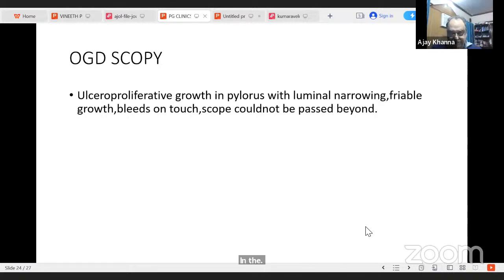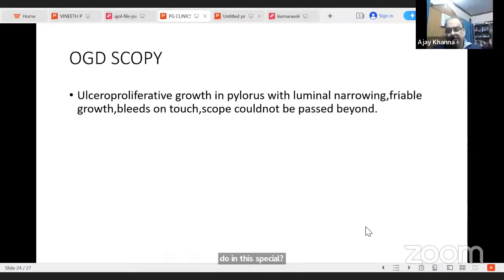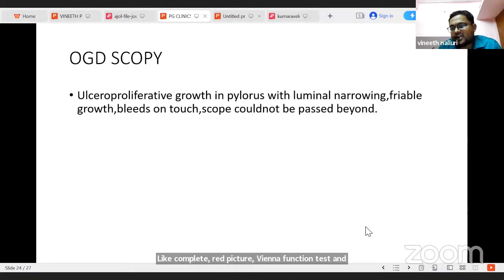What other investigations are you going to do in this patient? Sir, I'll do the routine blood investigations for this patient, like complete blood picture, renal function test and liver function test, to know the status of hemoglobin. I also want to do serum electrolytes to know about electrolyte imbalance, and liver function test to know about the protein level. Then I'll proceed with a nutritional correction.